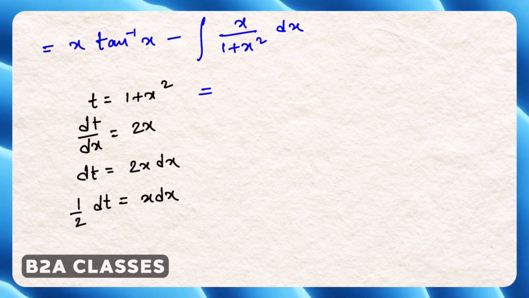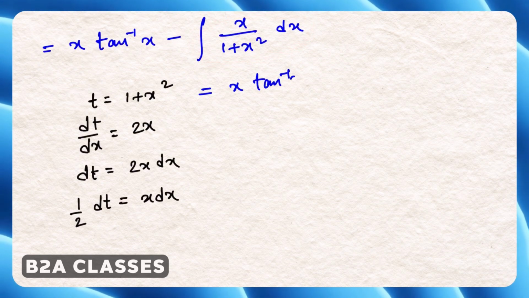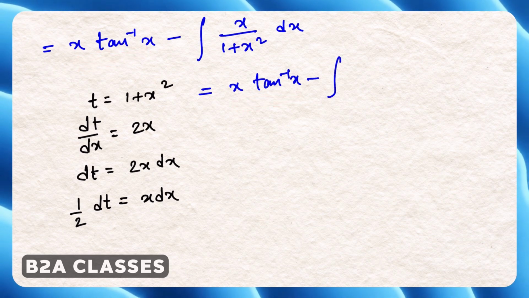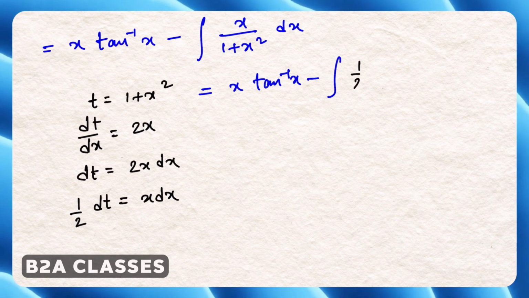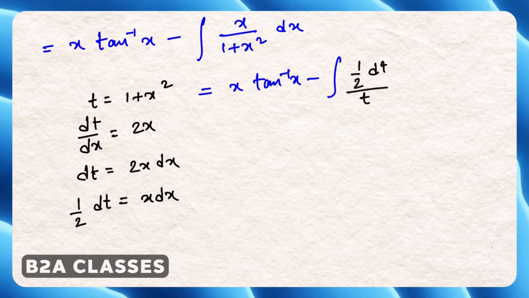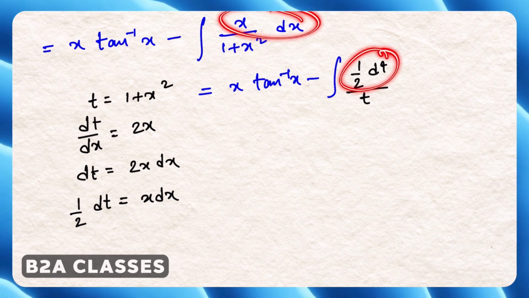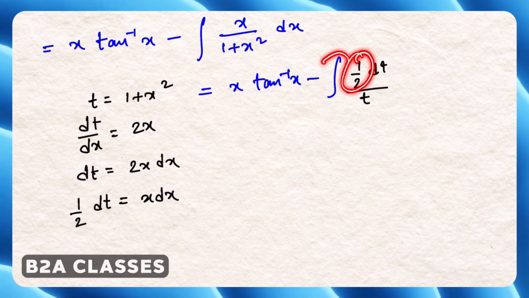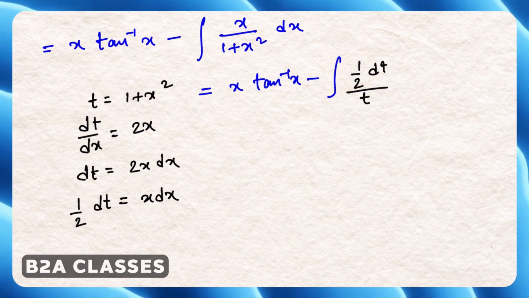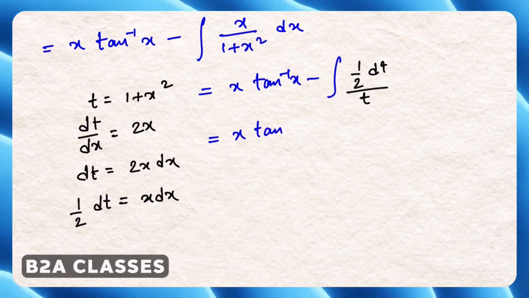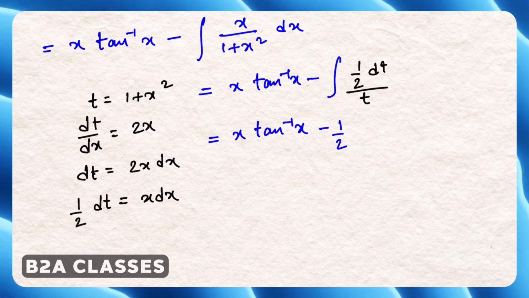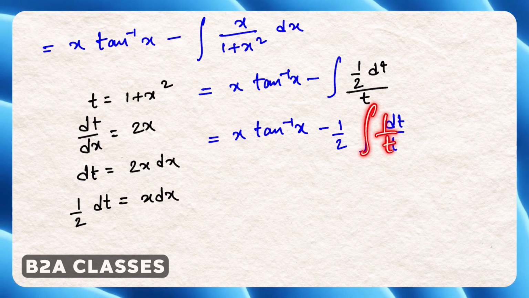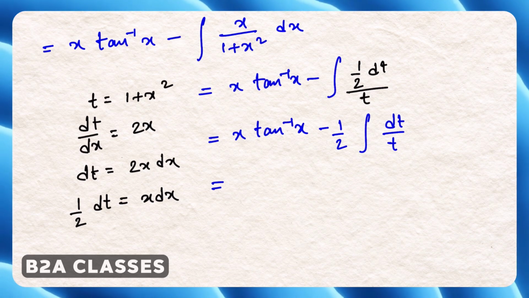So this will become equal to x into tan inverse x minus, ये as it is रहेगा, इसमें कुछ नहीं होगा, integration of x dx की जगह पर 1 by 2 dt divided by t. So x dx की जगह पर 1 by 2 dt and 1 plus x square की जगह पर t. Now ये जो 1 by 2 है कांस्टेंट, इसको हम बाहर निकाल सकता, so this will become x into tan inverse x minus 1 by 2 integration of dt by t. Now what is integration of 1 by t? Integration of 1 by t with respect to t will be log t.